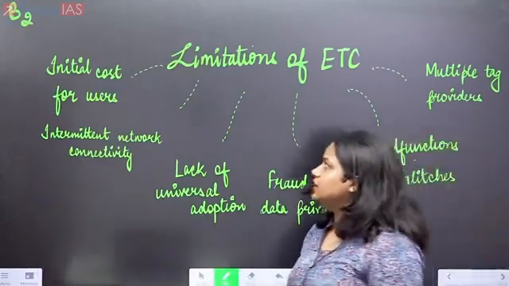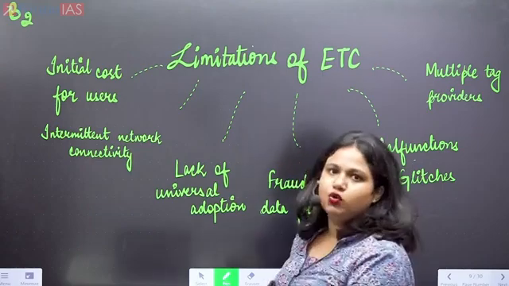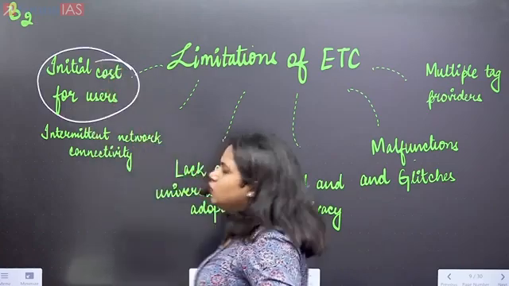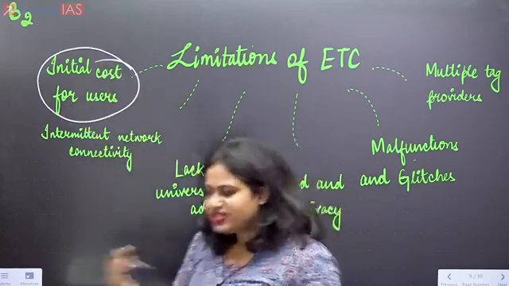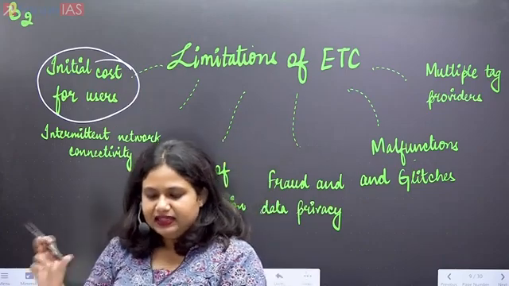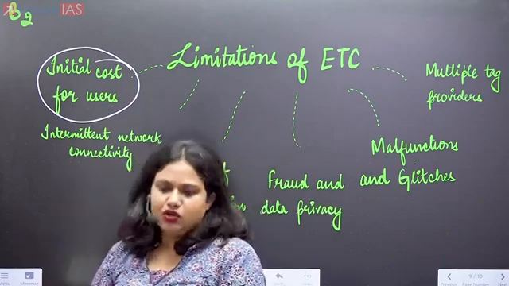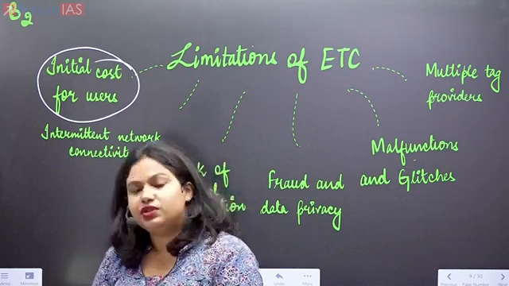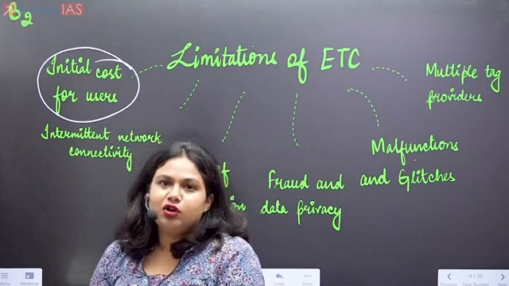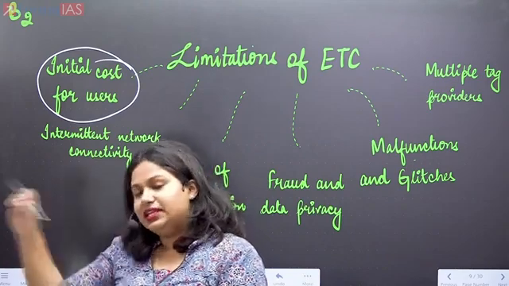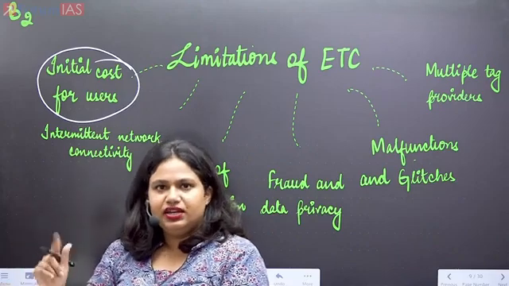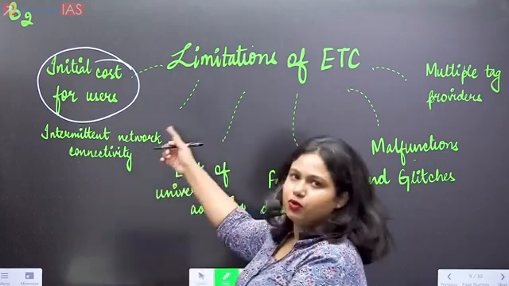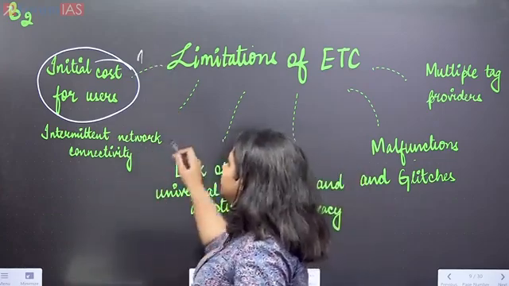Similarly, let's talk about the limitations of electronic toll collection. First thing is, it has an initial cost for the users. You have to invest in the system first. You have to buy that tag. You have to put that prepaid balance in your account, right? And it can be inconvenient to some people. It can also be prohibitive. Just because someone can afford a car does not mean they can afford to put money in that account and let it stay there, right? So all of that residual fund is also something which is of concern. Inconvenience and prohibitive cost: first limitation.